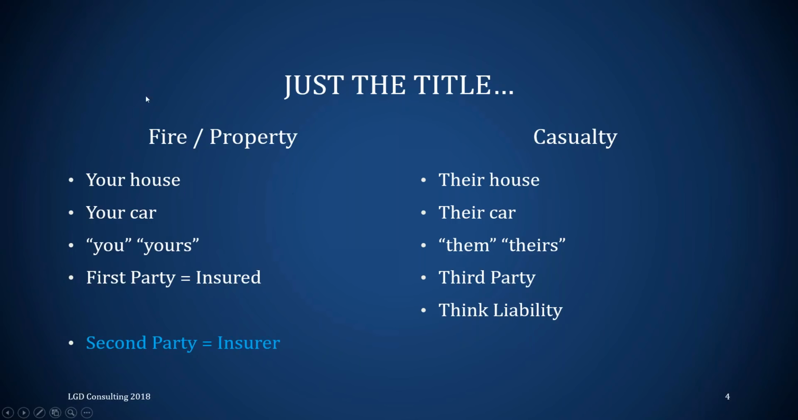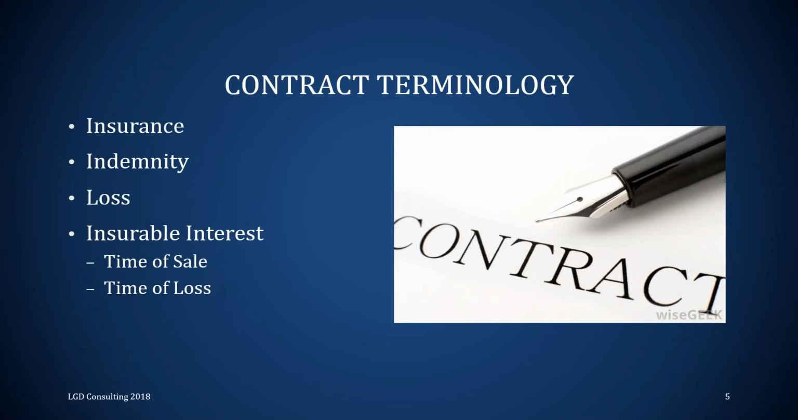So again, remember that property and fire is your stuff. Casualty or liability is their stuff. Keep the two separate. A lot of the questions, when you're reading them, ask: is it my stuff, which is a property claim, or did I injure someone else, which is a liability claim? So kind of break it down.